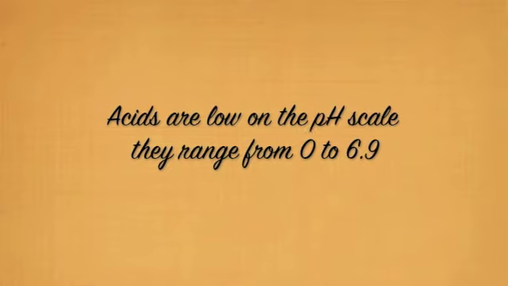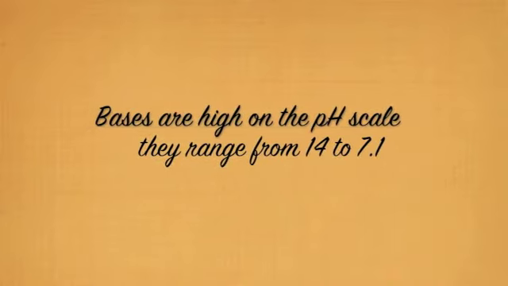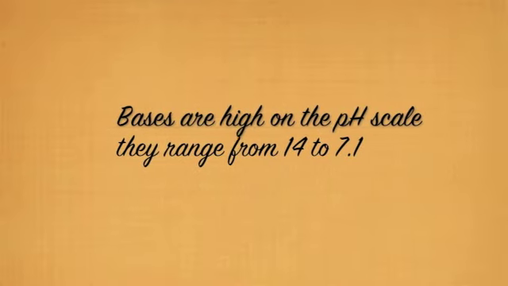Here we go, verse 2. Acids are low on the pH scale. They range from 0 to 6.9. Bases are high on the pH scale. They range from 14 to 7.1.